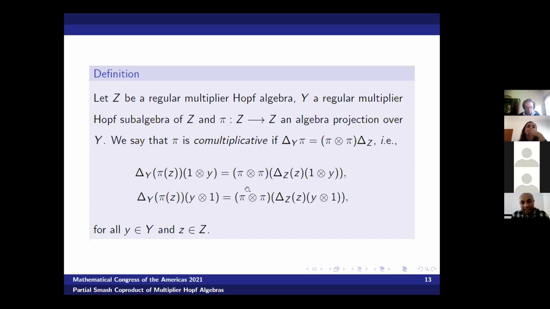Here I am explaining what it means, because again, the image of this map lies in the larger algebra, in the multiplier algebra. Then we have to explain what this composition means. So these two expressions explain what it means to make this composition of pi and delta in this context.